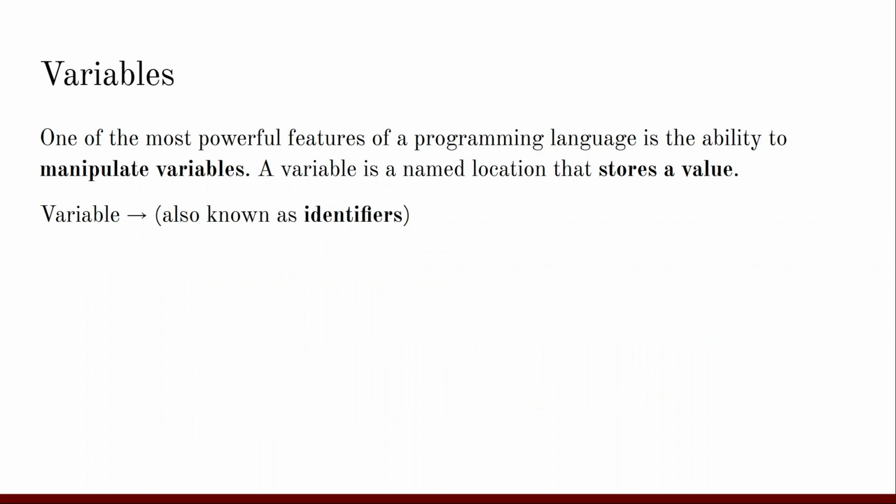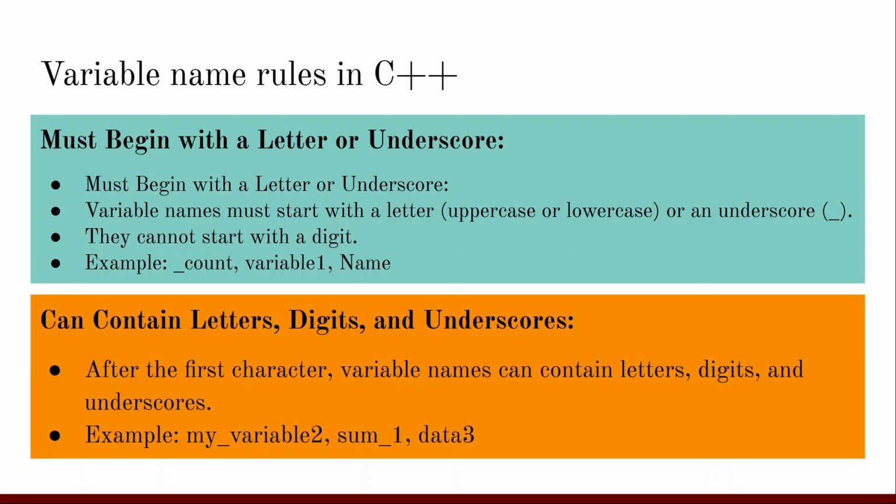All right, then what are variables? One of the most powerful features of a programming language is the ability to manipulate variables. A variable is a named location that stores a value. These are sometimes also called identifiers. Variables are also known as identifiers. And we have some rules to define variables.